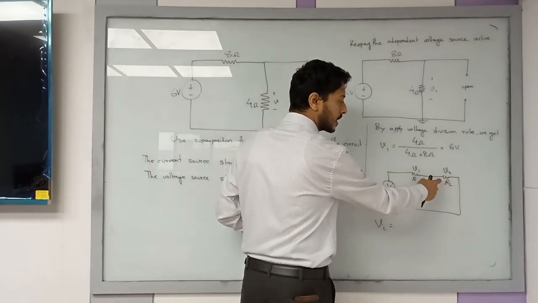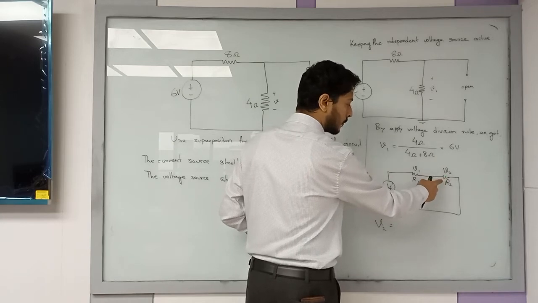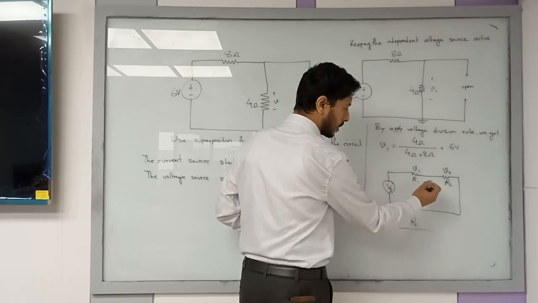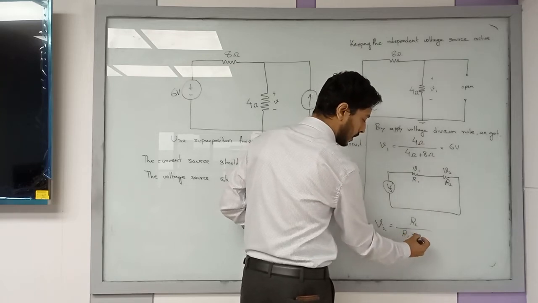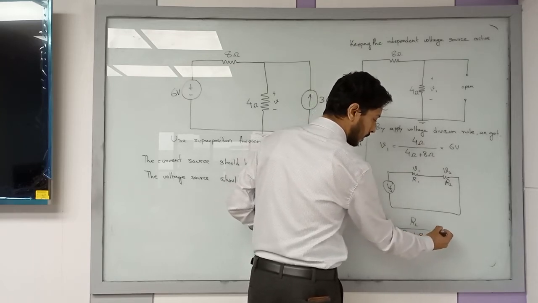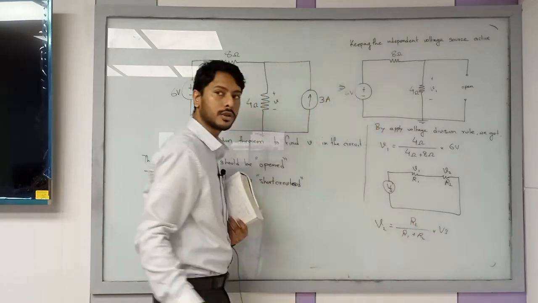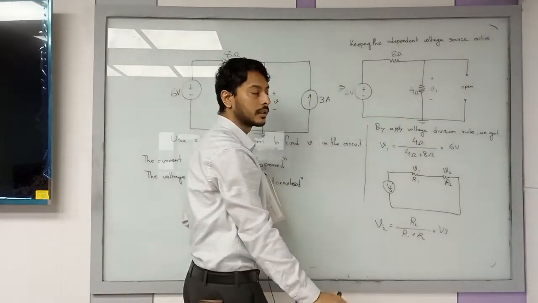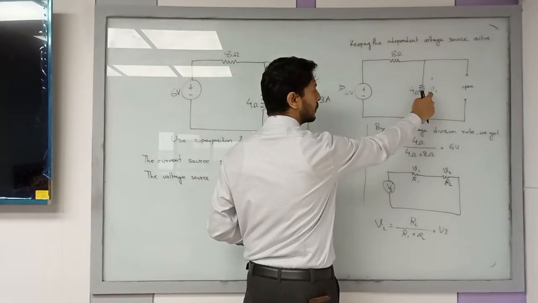V2 is equal to R2 divided by R1 plus R2, into VS. This is your voltage division rule, right? So the same thing I am applying here. I am trying to find V1.